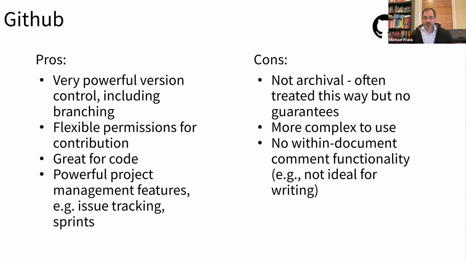GitHub is a powerful version control system, which includes some support for branching and flexible permissions for contribution. It is great for code, and it has some very powerful project management features. For example, issue tracking, grouping issues together, and so forth. GitHub is not archival. It's often treated this way, but there are no guarantees. The main con is that it's more complex to use. And the other con that people note is that if you're writing together with somebody, it doesn't have within-document comments the same way Google Docs does.